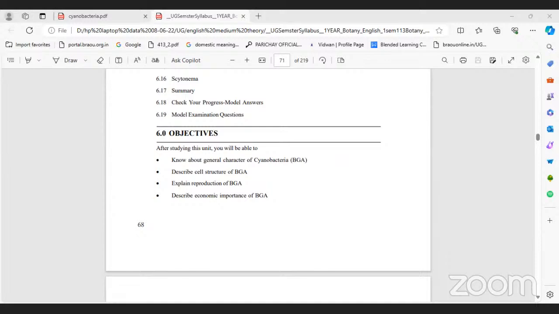Sir, while writing the answer, we need to mention these headings and write these points, sir. You can mention the heading. Okay, sir. Thank you, sir.